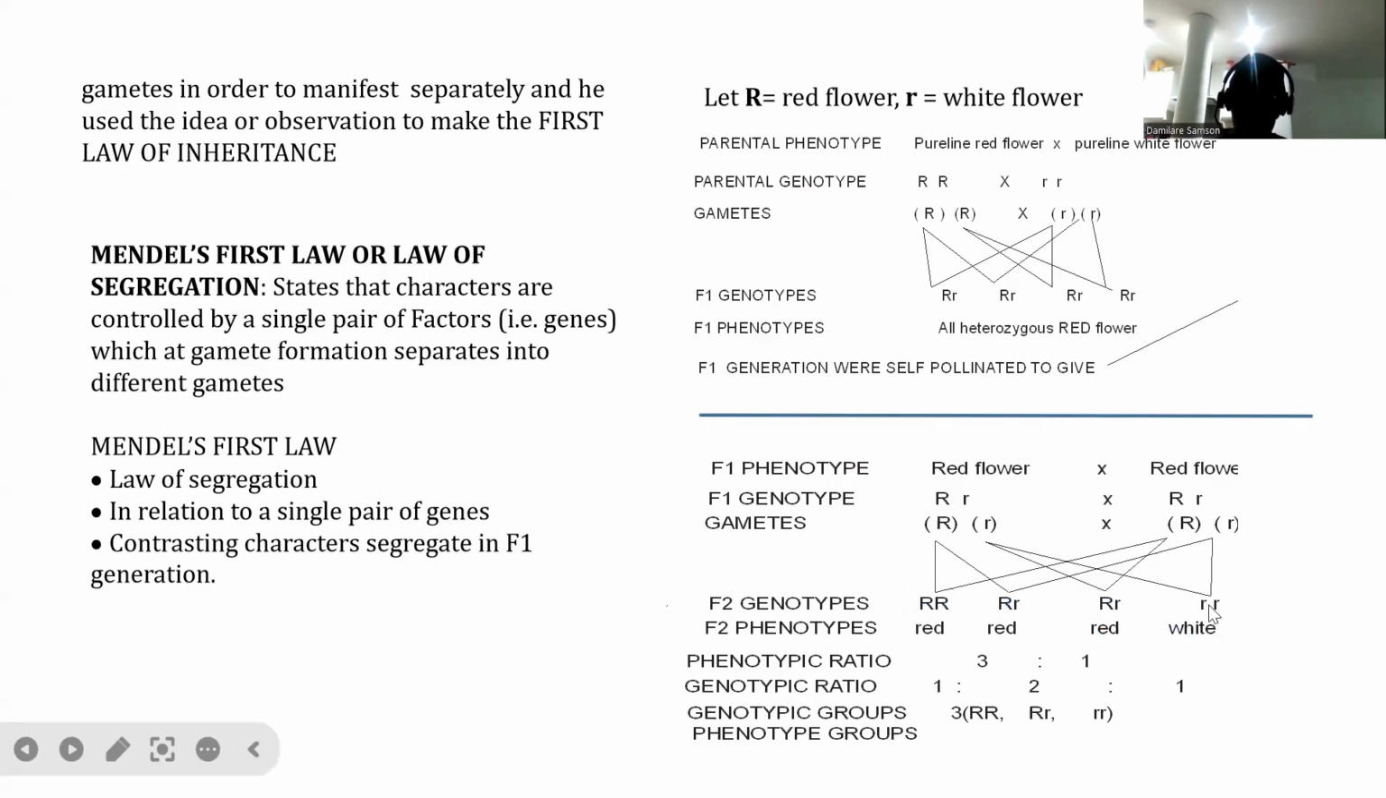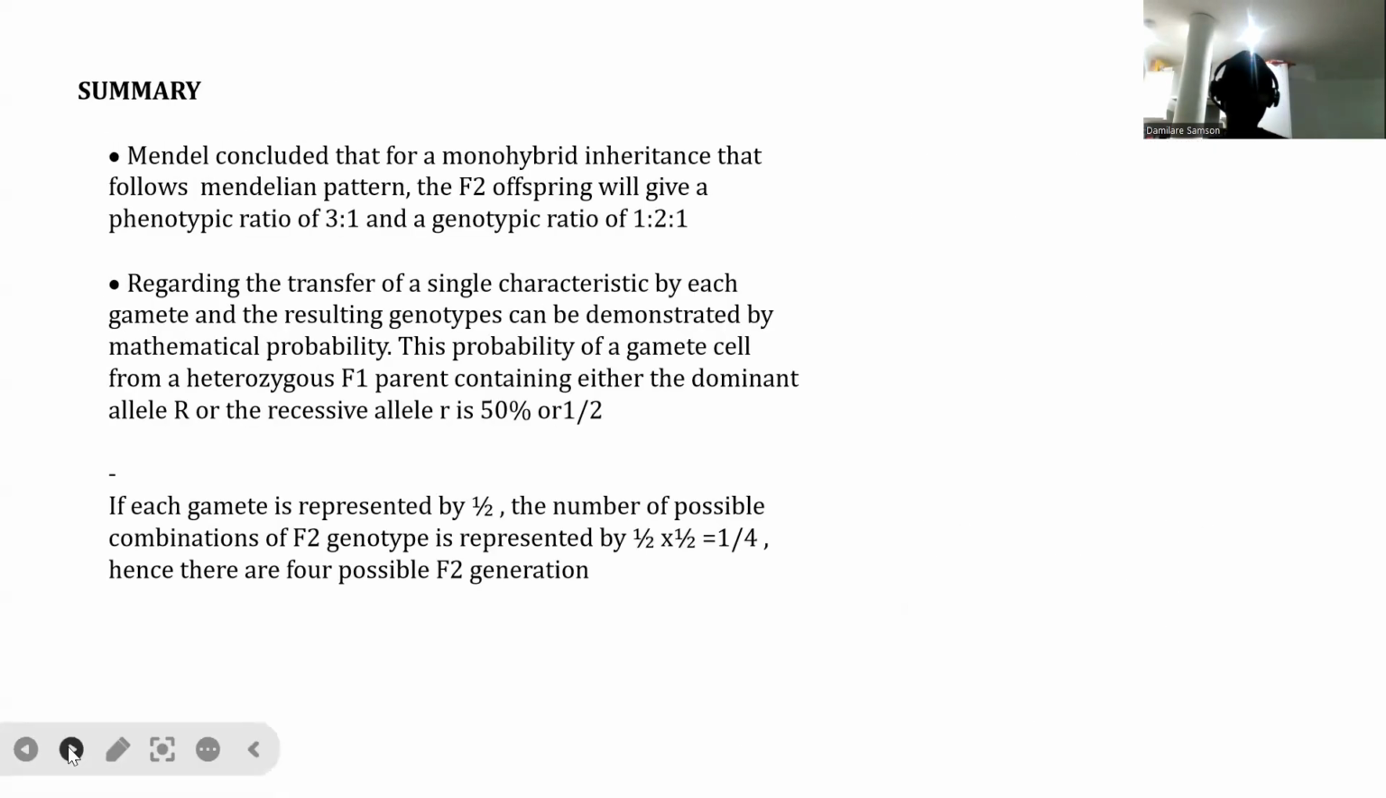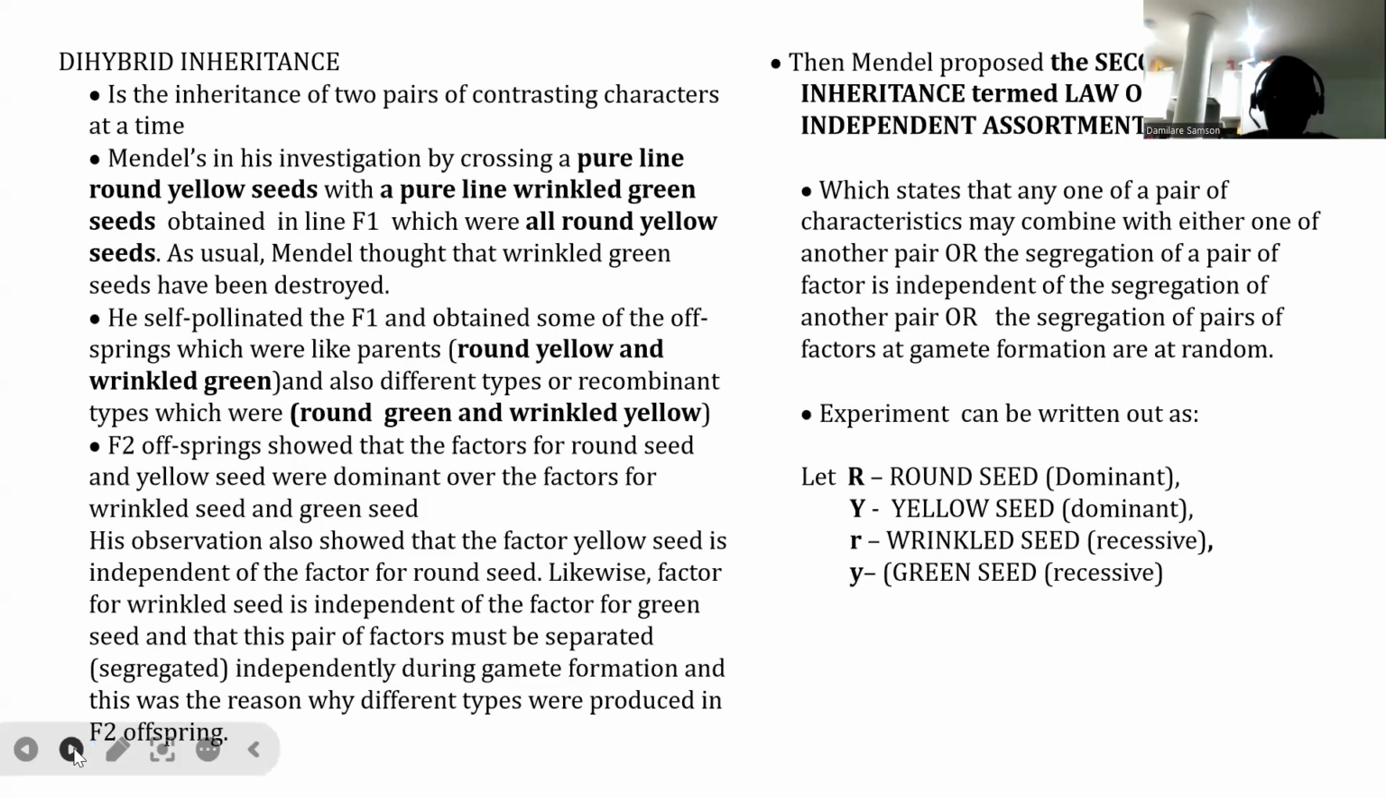You will see this 1 out of every 4. So that is the ratio. If each gamete is represented by 1/2, the number of possible combinations of F2 genotype will be what? Half times half. 1 out of every 4. That will be it. So if there's another 4 again, there will be 1. And that is how it is. Hence, there are 4 possible F2 generation. Somehow we've explained it in the previous one, so just go through it and you'll get more understanding.